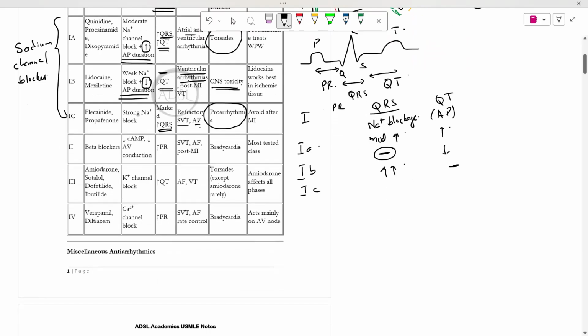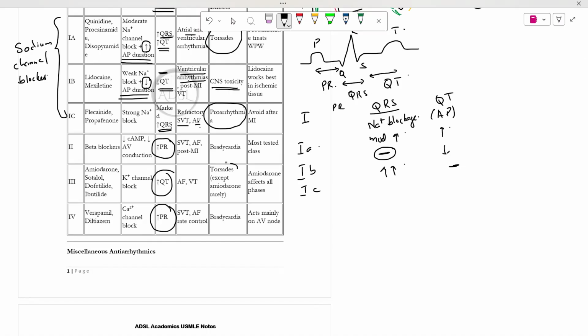Now, if you go to beta blockers, what do they affect? They affect stage 4, the fourth part, as a result of which they will increase the PR interval. Similarly, calcium channel blockers will increase the PR interval. They will not do anything else, but they will increase the PR interval. The potassium channel blockers will also increase the QT. That means they will increase the action potential, so it will increase the QT. Why? Because it causes a lot of relaxation. That is what can happen.